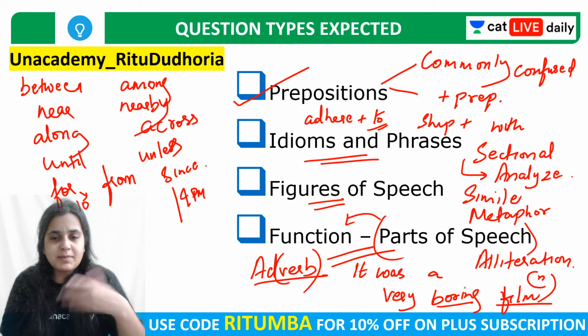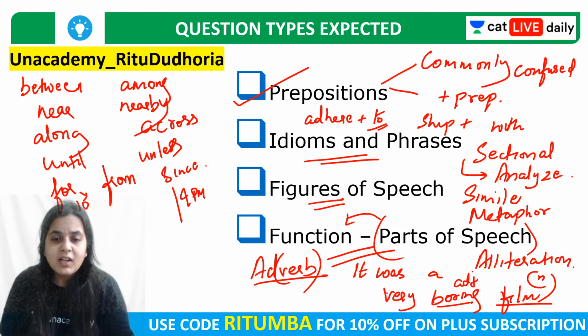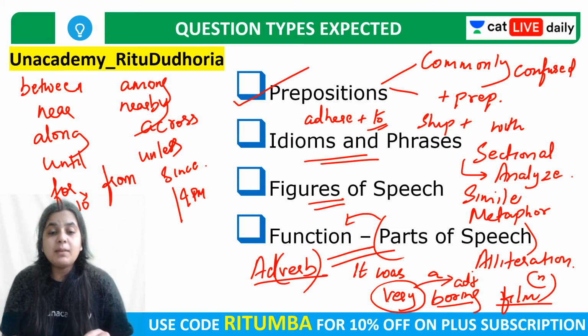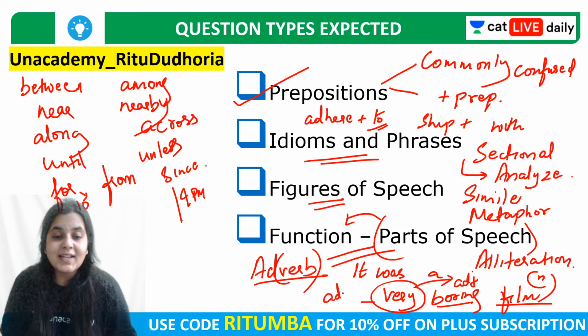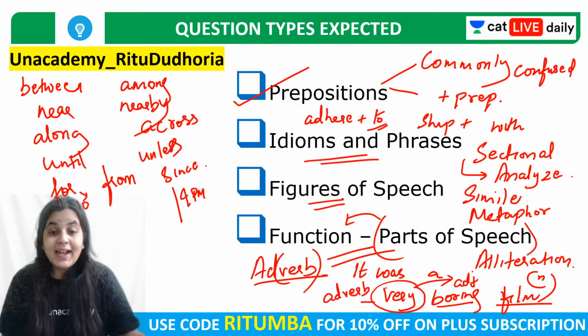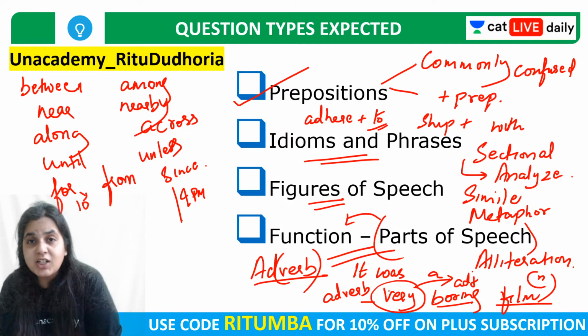So anything which describes the noun will be called as an adjective. Very kya ho gaya? Now, very, guys, is describing the adjective. How boring? Very boring. So very here is called as the adverb. So adverb describes a verb. Adverb can also describe an adjective.